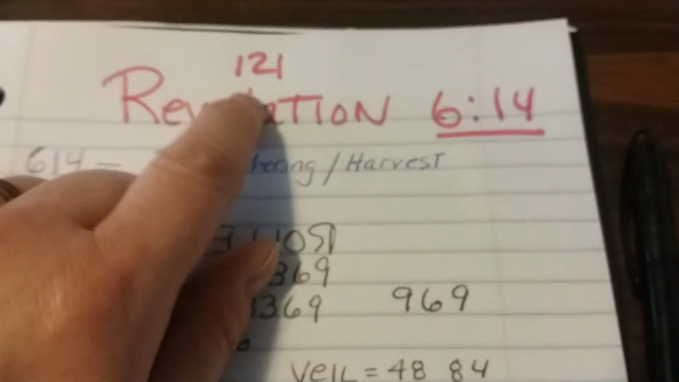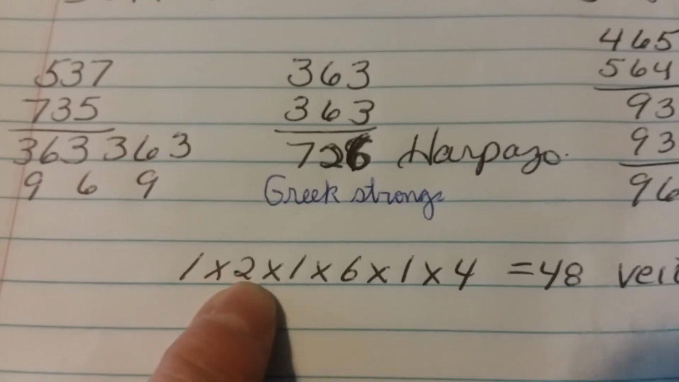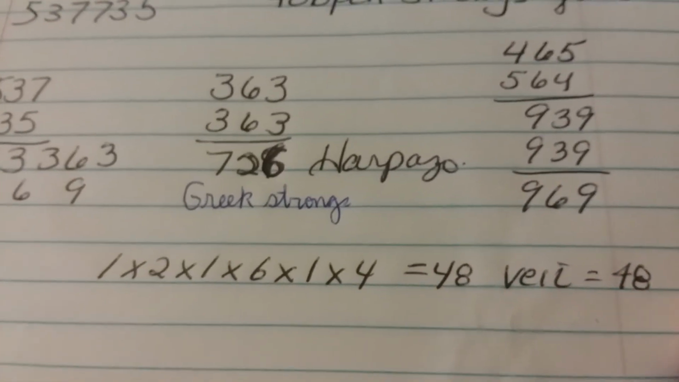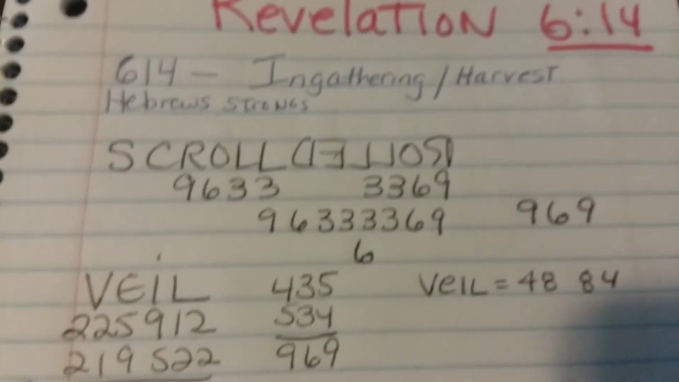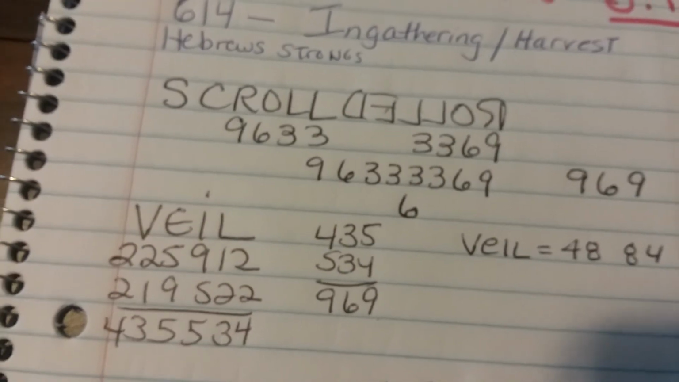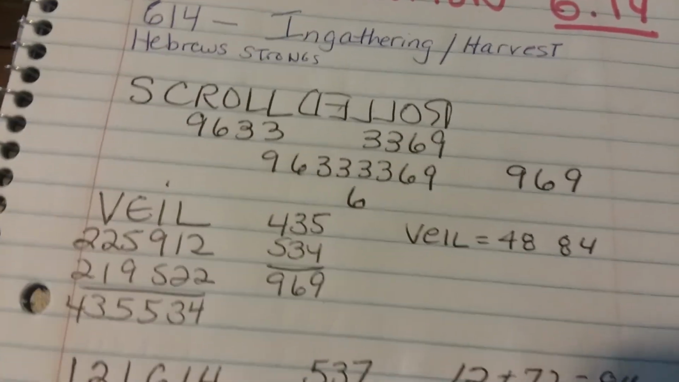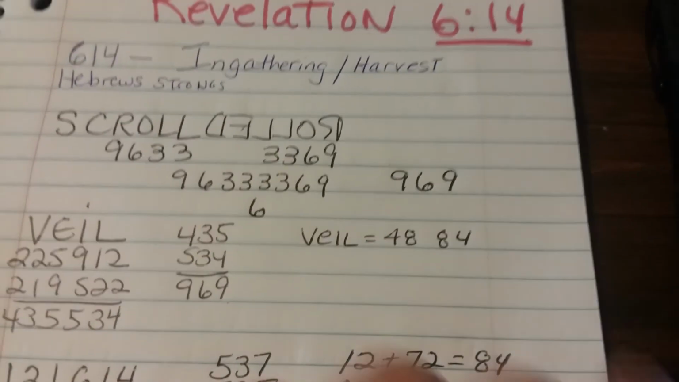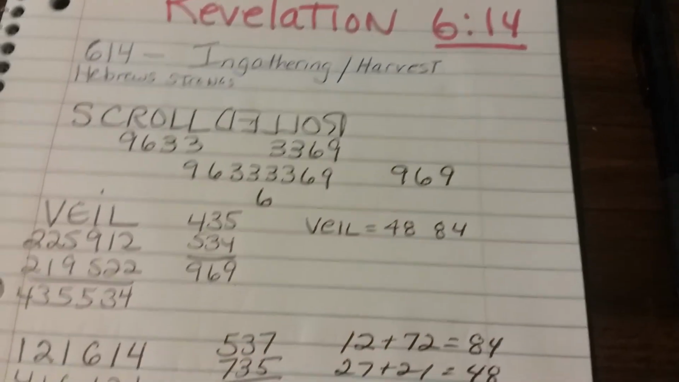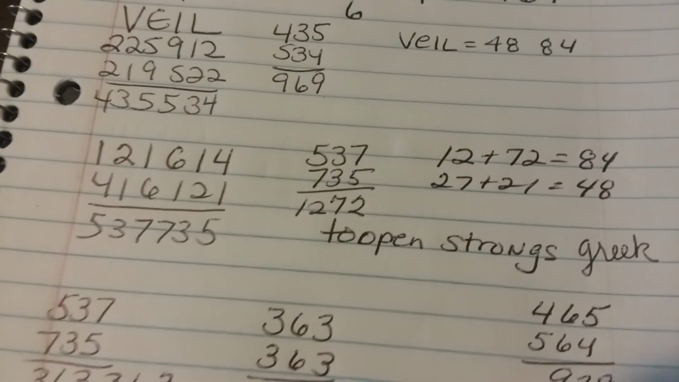And if you take all the numbers of the scripture, 121, 614, multiply them all. 1 times 2 times 1 times 6 times 1 times 4 equals 48, and veil equals 48. So this all has to do with the veil being opened, the harvest, the ingathering, Jesus coming to get his bride. And 969 has to do with the veil, and wedding in Hebrew gematria equals 969. So all it has to do with the wedding and Jesus coming to get his bride.